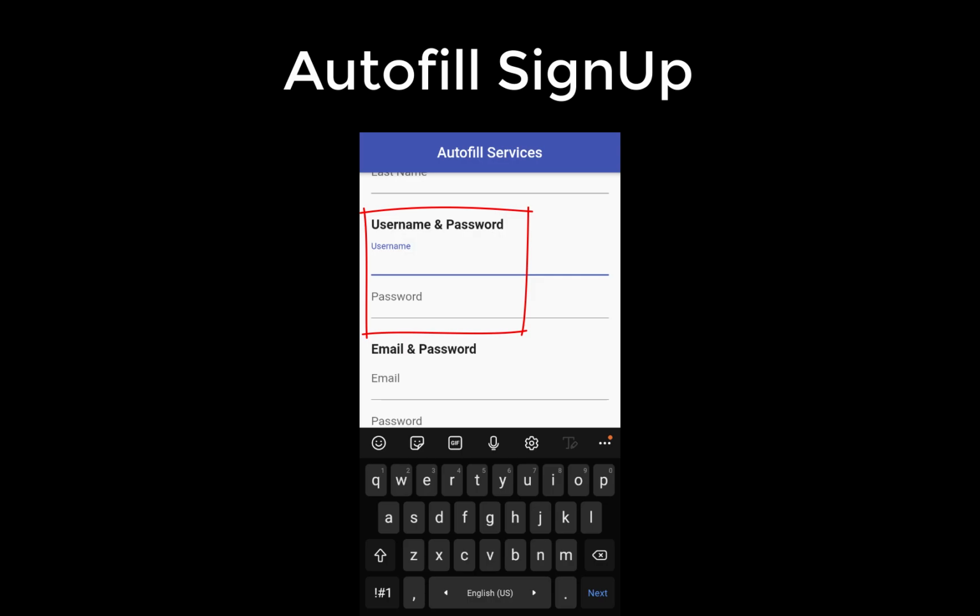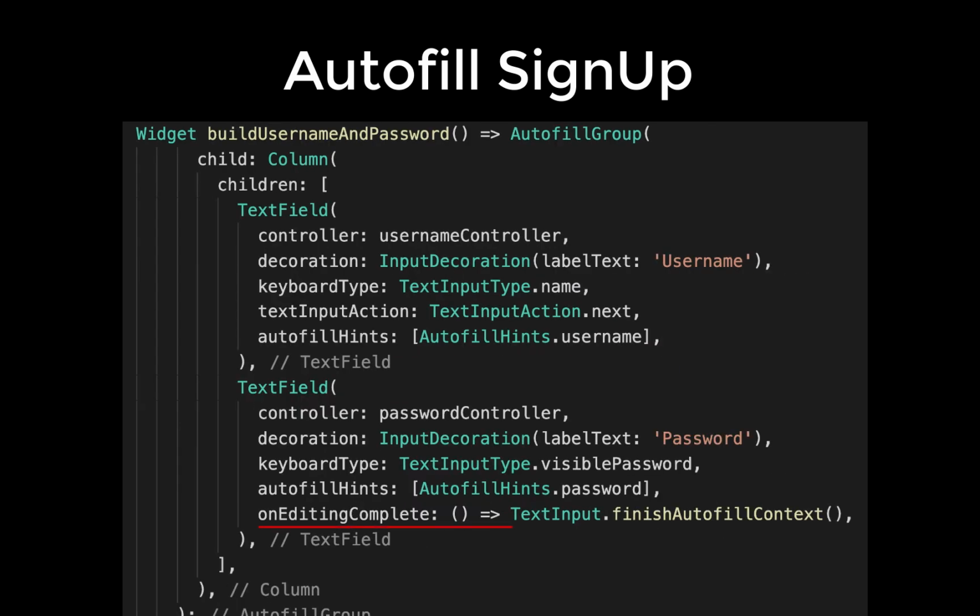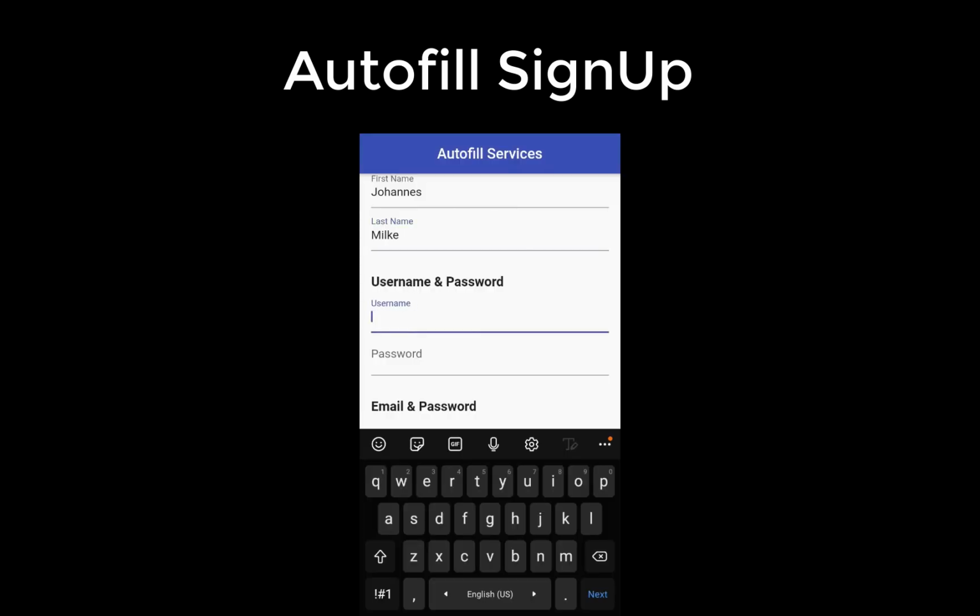Furthermore, we want to autofill username and password together. Therefore, add text fields with username and password hints. During the sign up, the username and password need to be saved by calling the finish autofill context method. And this then saves the username and password within your autofill service app, which the user can then later access again during the login process.